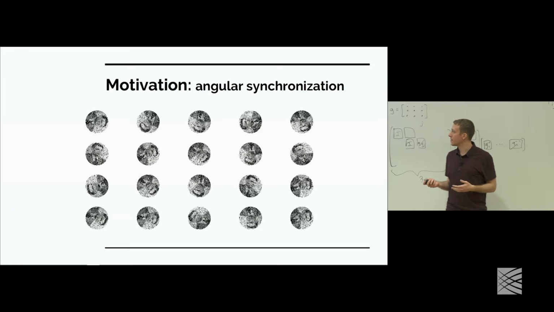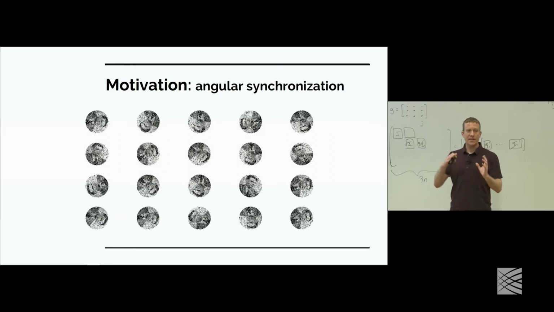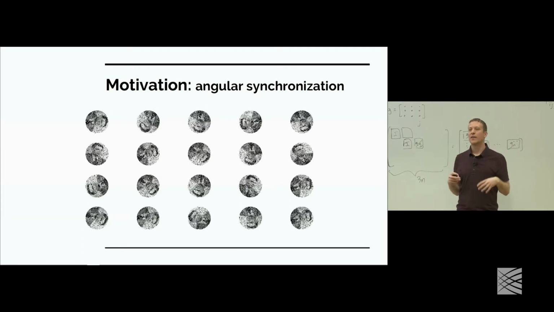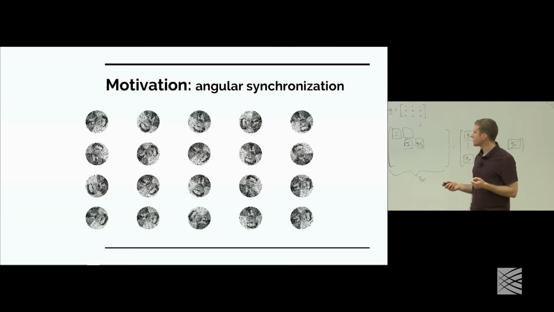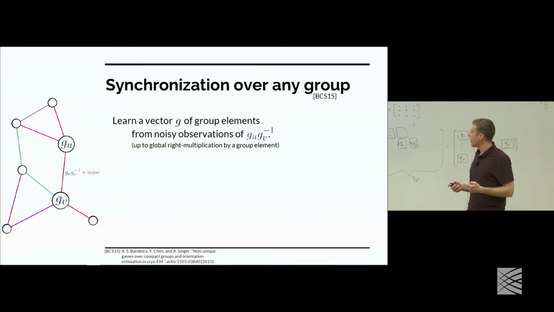A similar thing is angular synchronization, where we now have a bunch of copies of the same picture, but they're all really noisy, and they're all rotated differently to random angles. We want to figure out those relative rotations so that we can align them all and then denoise to figure out the true picture. More mathematically, we can think about a synchronization problem over any group. This is a group in the mathematical sense.